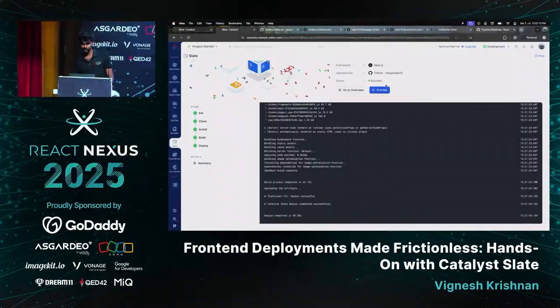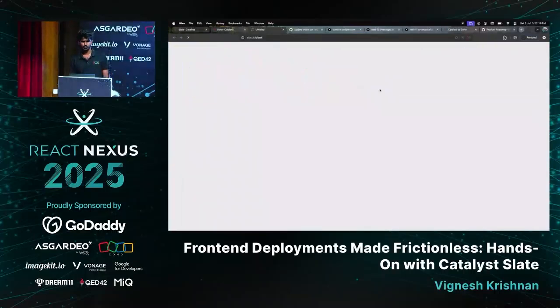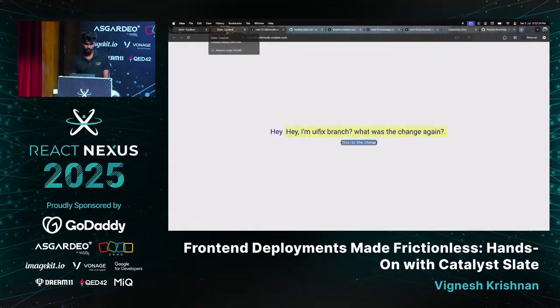I have made some changes in the code so that you notice some difference in the app. So this app says this is the change, and when you go to the other app, Tomato, it says something different. So these are two very different commits and different branches. So is that all with Catalyst Slate?